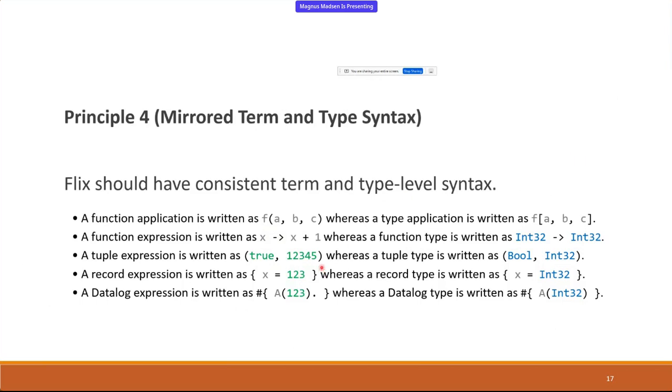Now, for example, when we were writing this principle, or actually revisiting this principle, I discovered that we were using this syntax for records with the equality sign. But at the type level, for no good reason, we had actually used colon. And then as I was looking at this principle, we decided to change that so that the syntax became more consistent.